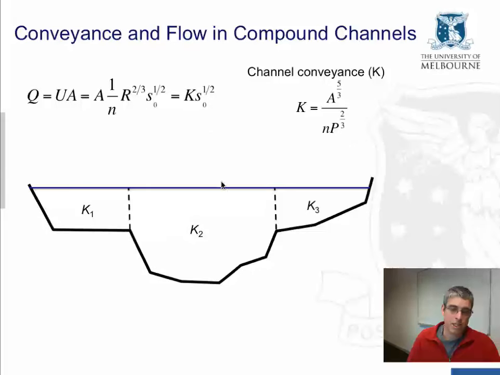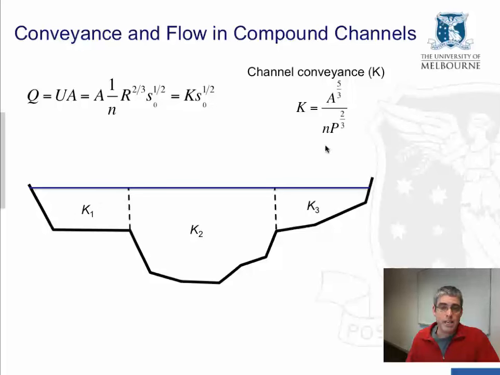This is a typical compound channel where we have a main channel and a floodplain channel, and in this case 2 floodplain channels. 1, 2 and 3 are the 3 compartments that we use to model this compound channel. To estimate discharge in this compound channel, all we need to do at this particular water level is to calculate conveyance for each of the three compartments, K1, K2 and K3, for this water level.